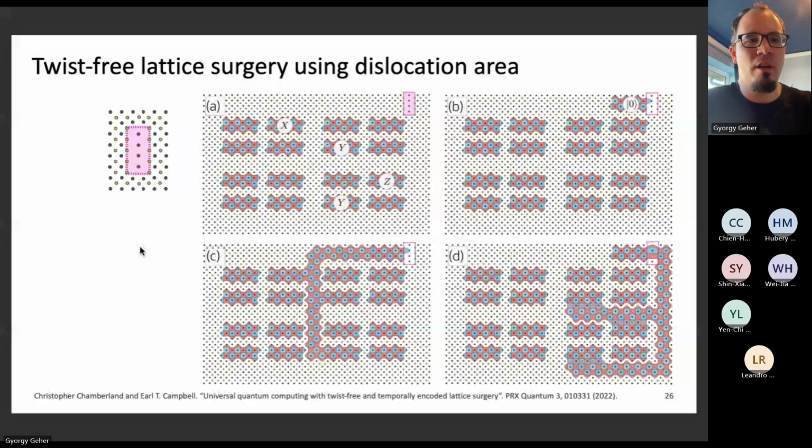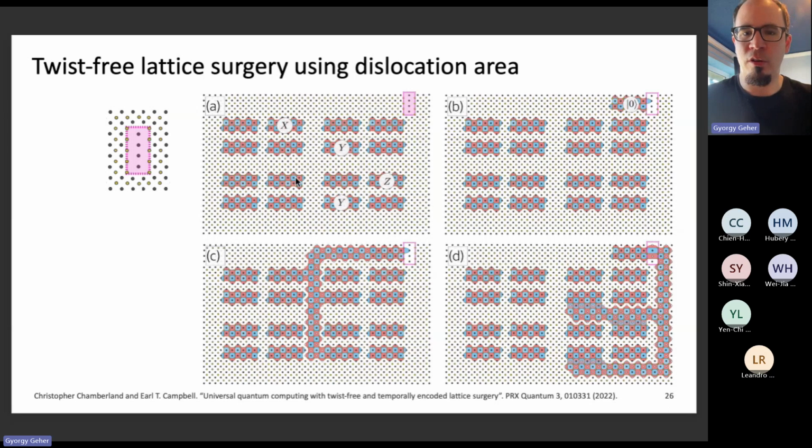Essentially, just to recall, this was the twist-free lattice surgery method which Chamberlain and Kimball introduced in their paper. And so we propose a very similar method. The method is based on a mixture of the previous proposal and this twist-free proposal.